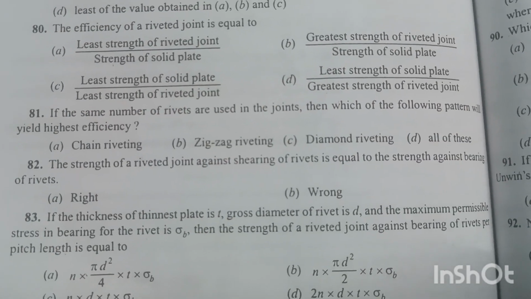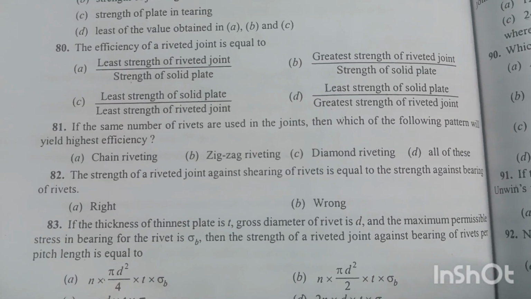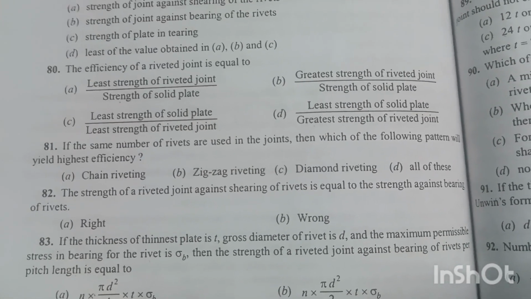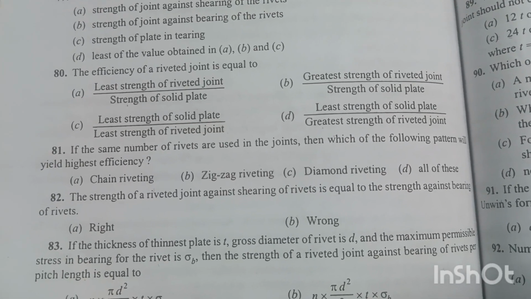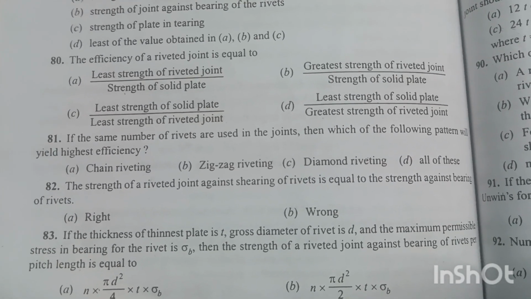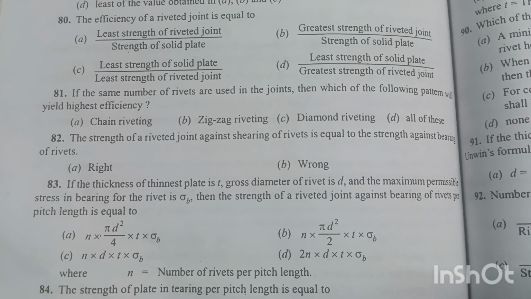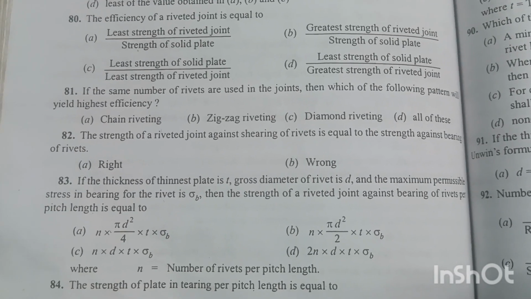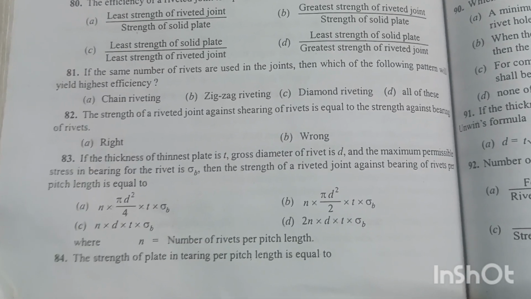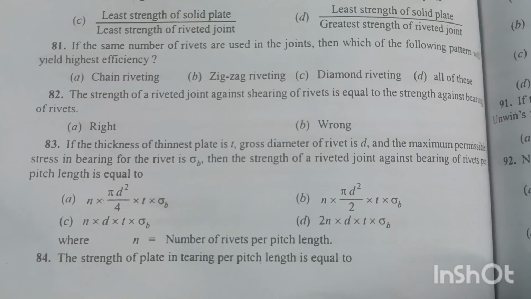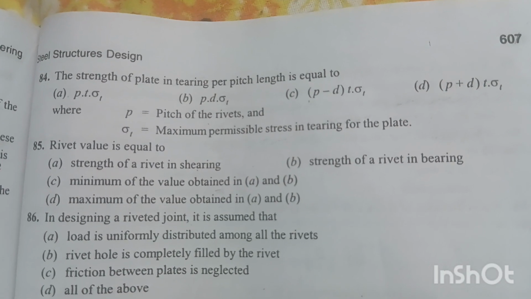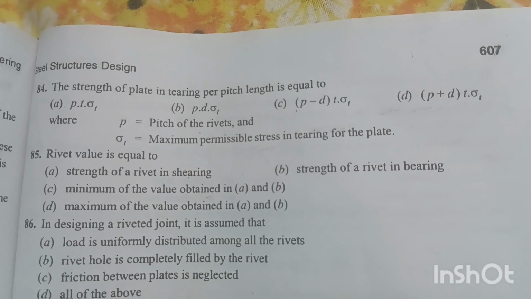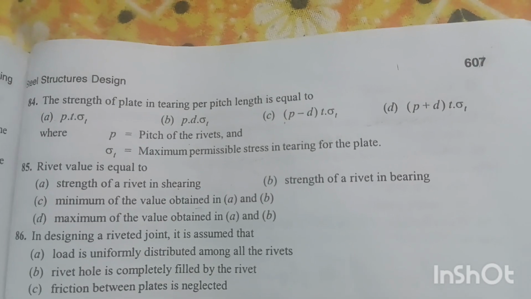Question number 83. If the thickness of thinnest plate is T, gross diameter of rivet is D, and the maximum permissible stress in bearing for the rivet is sigma B, then strength of a riveted joint against bearing of rivets per pitch length is equal to. Option C is the right answer, N into D into T into sigma B, where N is the number of rivets per pitch length. Question number 84. The strength of plate in tearing per pitch length is equal to. Option C is the right answer, P minus D into T into sigma T, where P is the pitch of the rivets and sigma T is the maximum permissible stress in tearing for the plate.